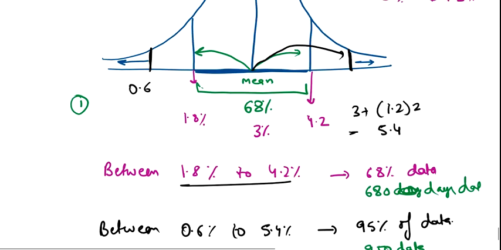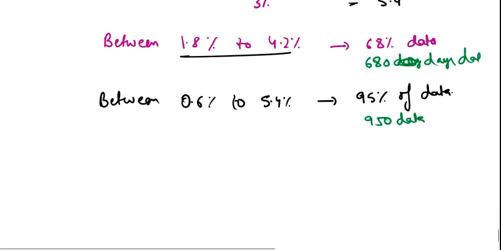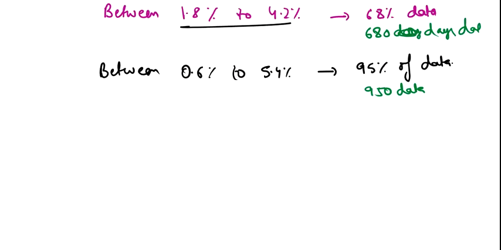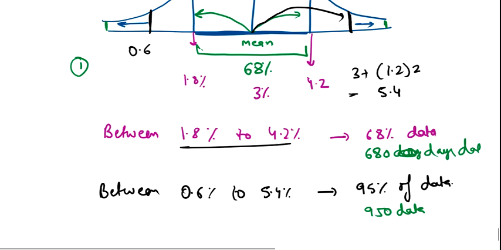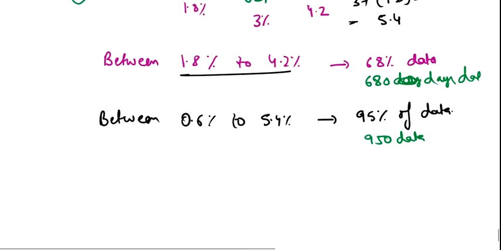Clear? And if you go 3 standard deviations, it will include 99% of your data. Means around the mean, if you go 3 standard deviations, see what is the meaning of standard deviation? It tells you how much you can deviate from the mean. It can be 1 standard deviation, 2 standard deviations, or 3 standard deviations, but it's about the deviation from the mean. Clear? So we got to understand one of the basic properties of the normal distribution.